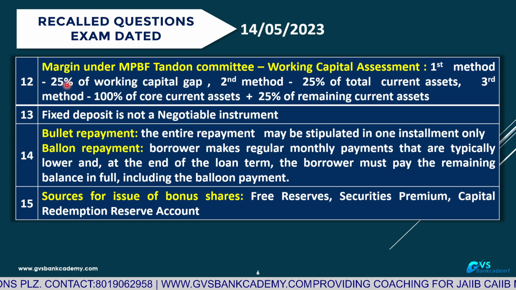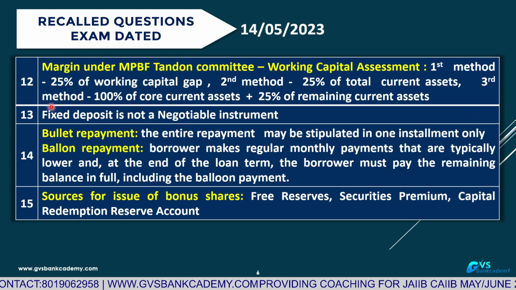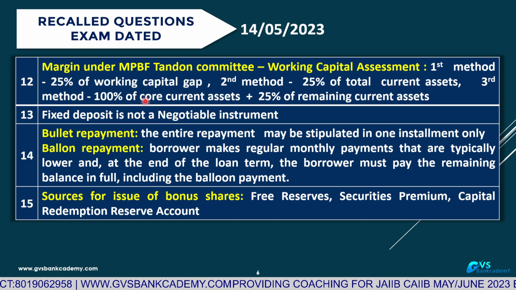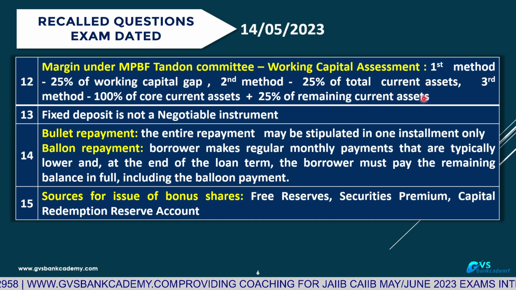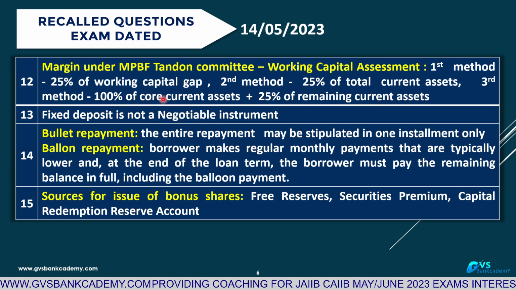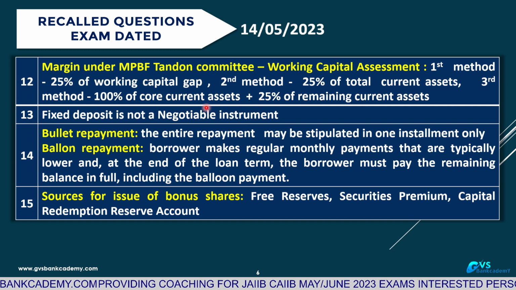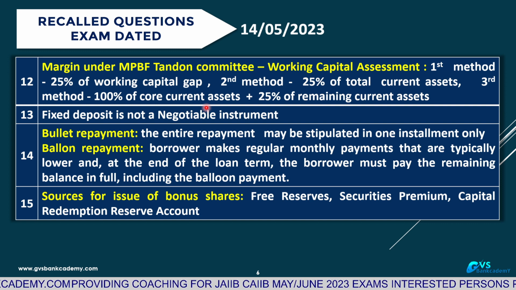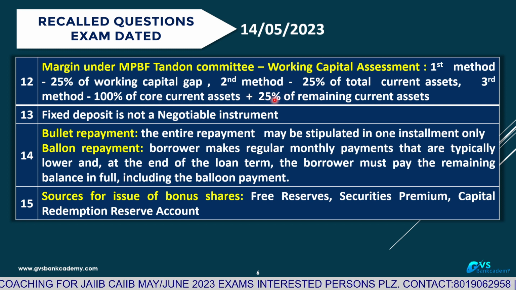But in the examination, they ask about the first method, second method and third method. Under the third method, what is the margin of the borrower? 100% of core current assets plus 25% of remaining current assets. What is meant by core current assets? The minimum level of current assets required for uninterrupted business operations, uninterrupted manufacturing operations, uninterrupted continuity of the business. For that minimum level, 100% margin is required, plus 25% on remaining current assets.